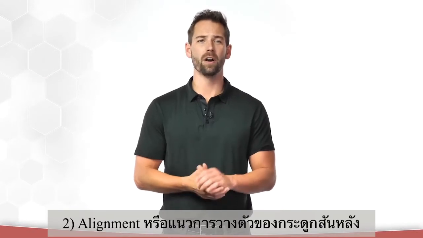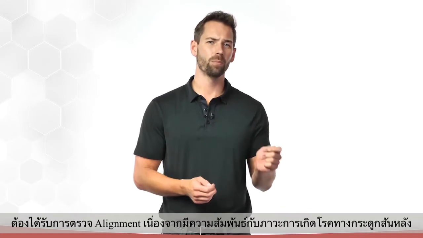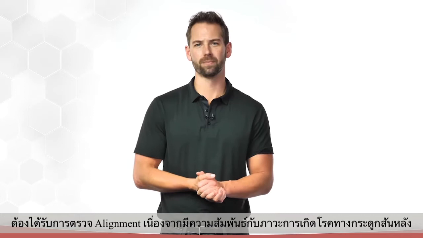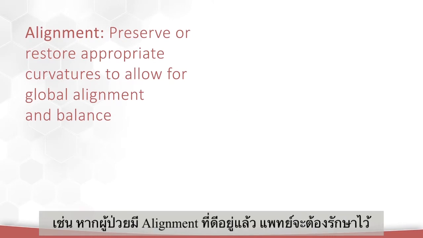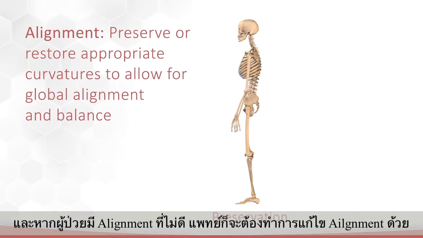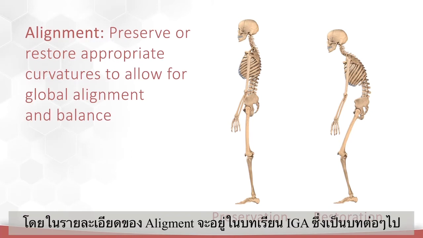Alignment has long been an overlooked component of spine surgery, but that has changed as we now know more today about the correlation between alignment and clinical outcomes. A patient comes into surgery either in or out of proper spinal alignment. If the patient is in alignment, the surgeon will want to preserve this. If the patient is out of alignment, the surgeon will want to restore alignment. The intricacies of alignment will be discussed further in the Integrated Global Alignment courses.